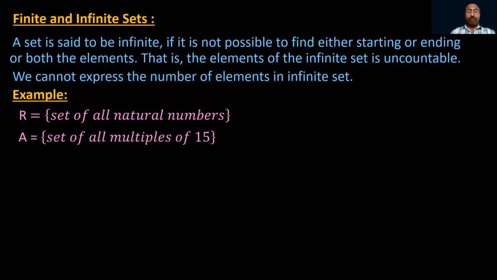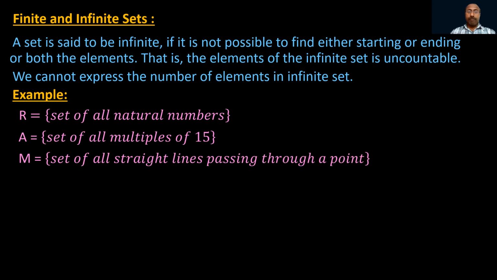A is equal to the set of all multiples of 15. So the first multiple of 15 is 15, and after that 30, after that 45, after that 60, that is, by adding 15 to each one, we get the next one. So we cannot decide the last multiple of 15. That is, they are endless. So the set A is an infinite set.